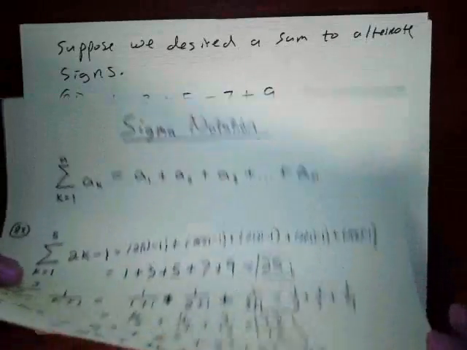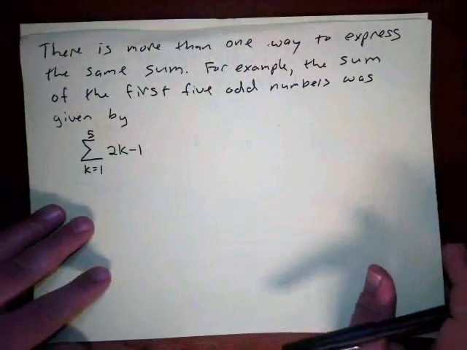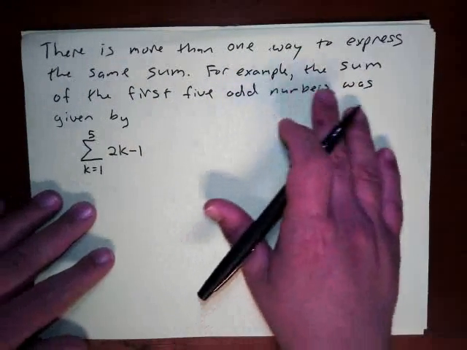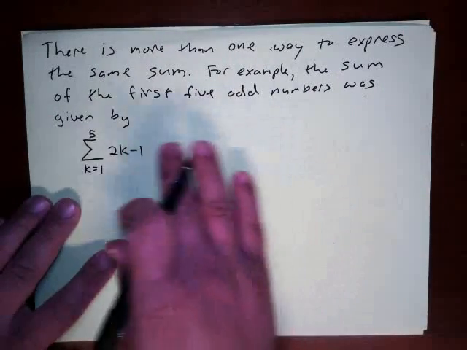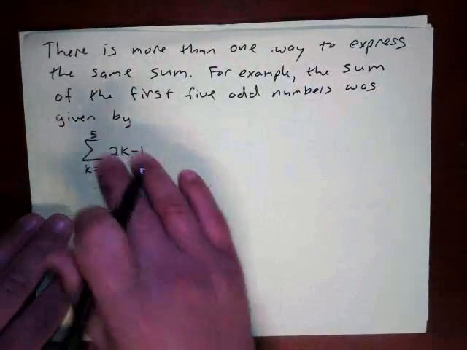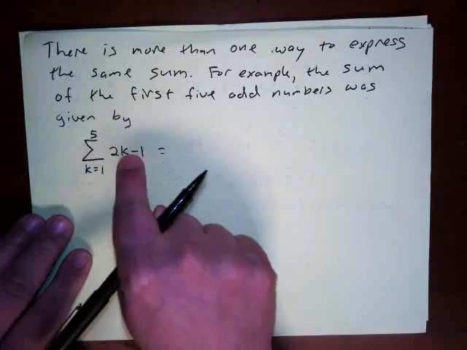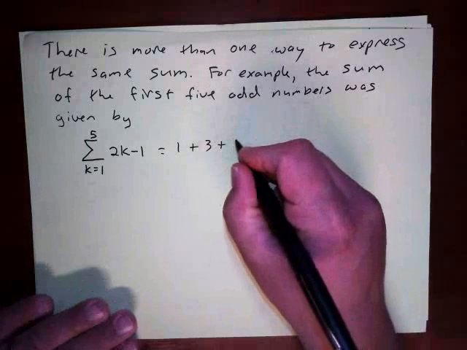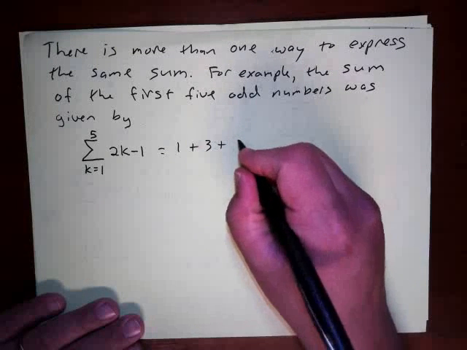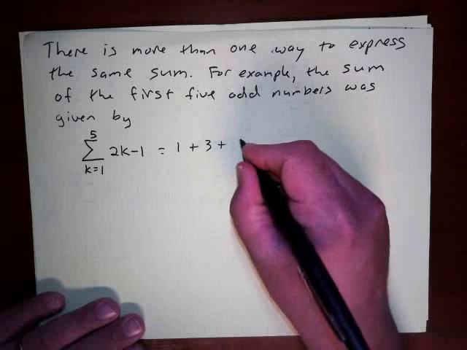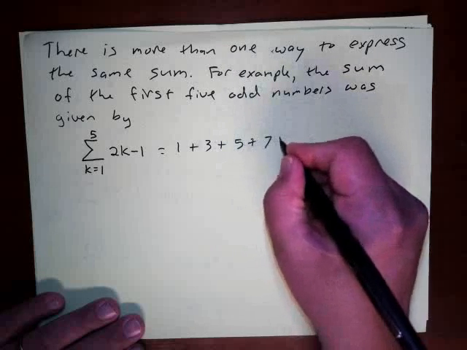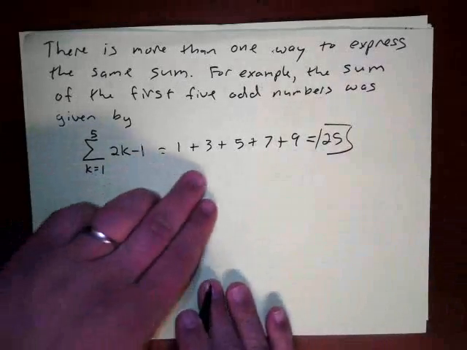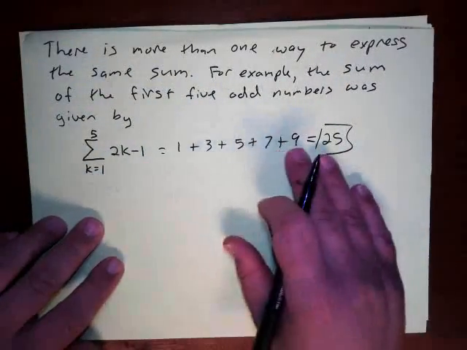Okay, so now what I want to do is illustrate here that there's more than one way to express the same sum. For example, the sum of the first odd numbers was given by this sum. This is what we used before, and we put in 1 to 5 into here, and I got 1 plus 3 plus 5 plus 7 plus 9, and that ended up being 25. Okay, so that was a way of expressing the sum of the first 5 odd numbers.